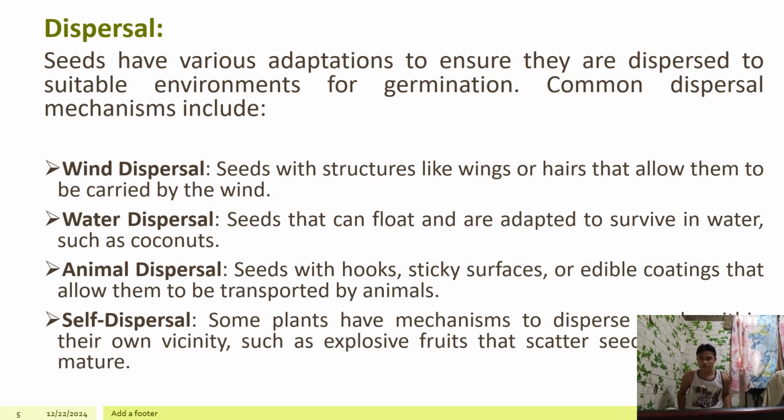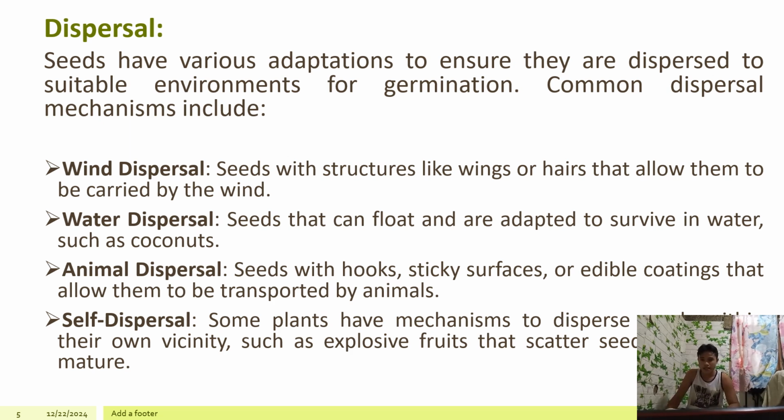Now let's proceed to dispersal. Seeds have various adaptations to ensure they are dispersed to suitable environments for germination. Before the common dispersal mechanisms, dispersal means that seeds will be spread or distributed throughout the environment. The common dispersal mechanisms include, number one, wind dispersal: seeds with structures like wings or hairs that allow them to be carried by the wind.